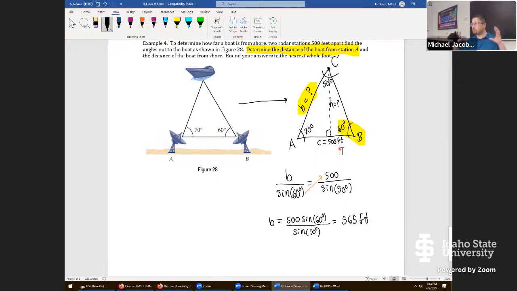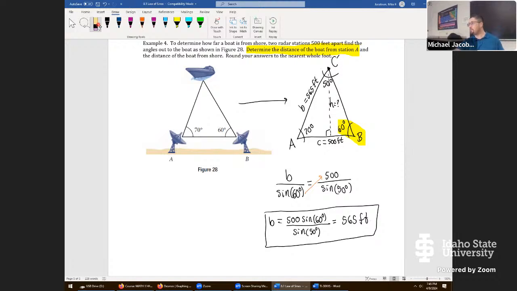The distance between the stations was 500 feet. Even though this is not guaranteed to be drawn to scale, it does seem about right that this would be in the neighborhood of about 500-ish feet. A little bit longer going this way to this way than this way, in other words. So going back here, let's fill this in and say it's 565. The reciprocal of sine, that would be a cosecant. So we've got half the answer down.